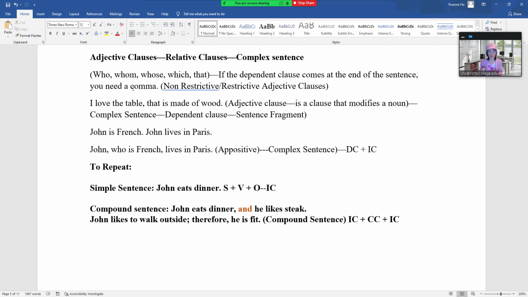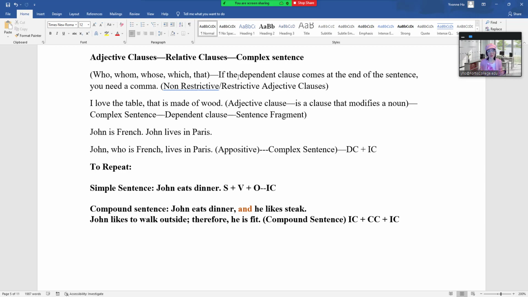If you want to learn more about this particular rule, you can look up non-restrictive and restrictive adjective clauses, or non-restrictive and restrictive relative clauses. For instance, we use the commas when it's not important to the sentence, and when it's important to the sentence, we don't use commas. That's a whole other issue that I will teach in a different video, where I will compare and teach you what's considered important in the sentence and what's considered not important.